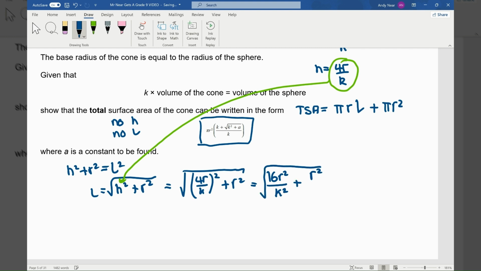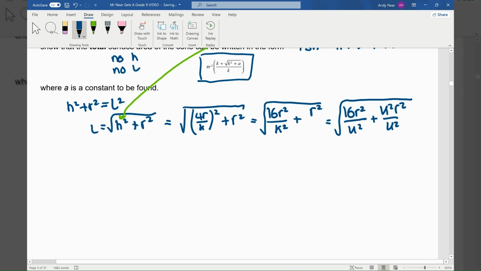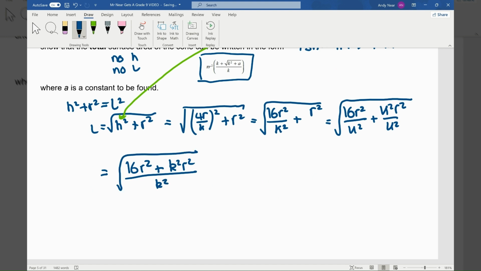Now, in order to combine these, I'm going to need a common denominator. So 16r squared on k squared, and so I'm going to make this have a denominator of k squared, which means I need to multiply the top by k squared as well. So this now is equal to 16r squared plus k squared r squared all over k squared. And the top has a common factor of r squared with 16 plus k squared. And the bottom is equal to k squared. And I need to square root all of those.